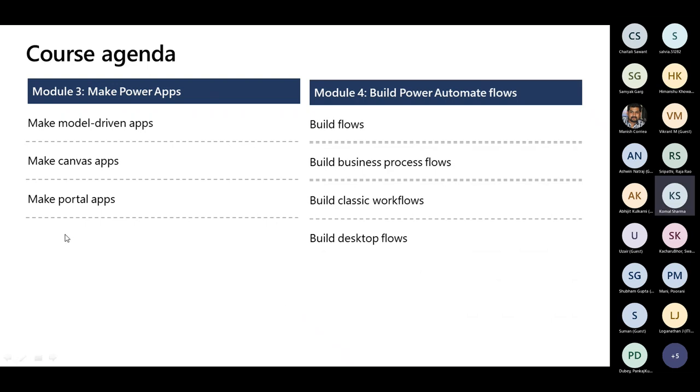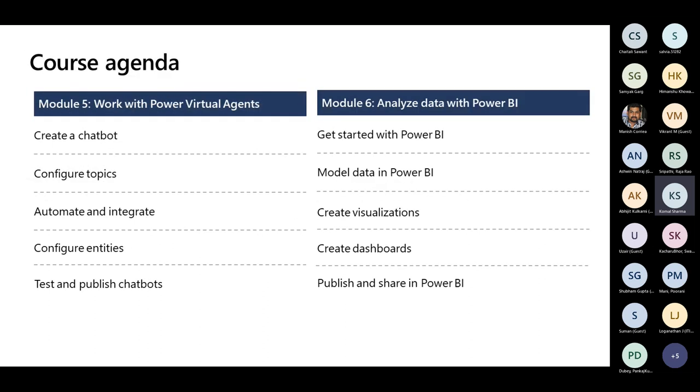Then module 3, we are going to focus on Power Apps and how you can create apps by using model-driven apps, Canvas apps, or portal apps. Module 4 focuses basically on Power Automate. Here we will be discussing how we can build flows, how we can build business process flows, how to build classic workflows and desktop flows.